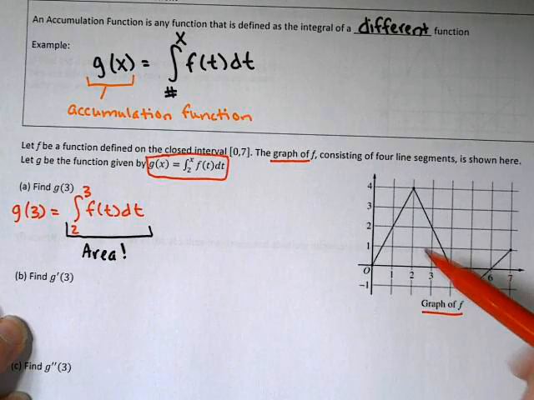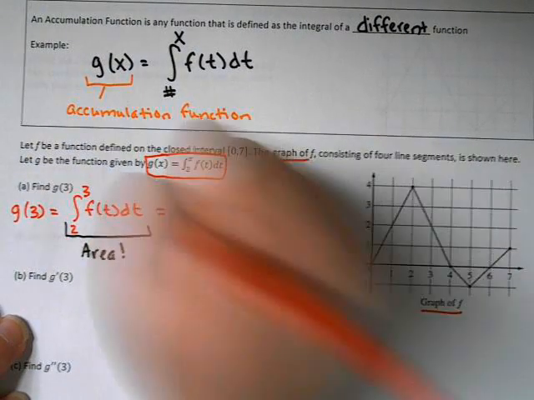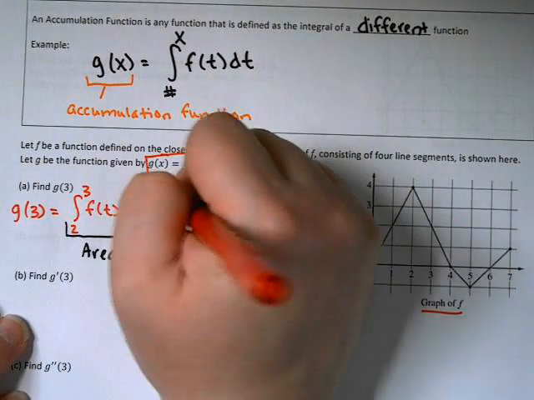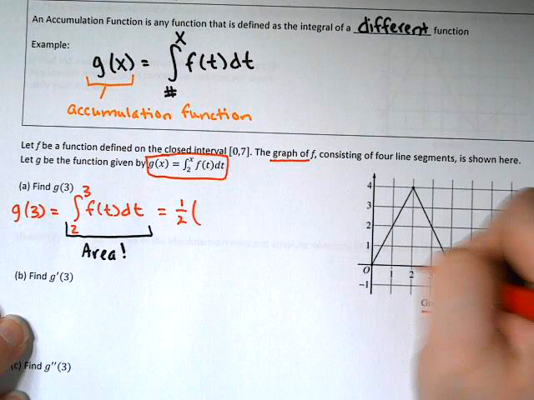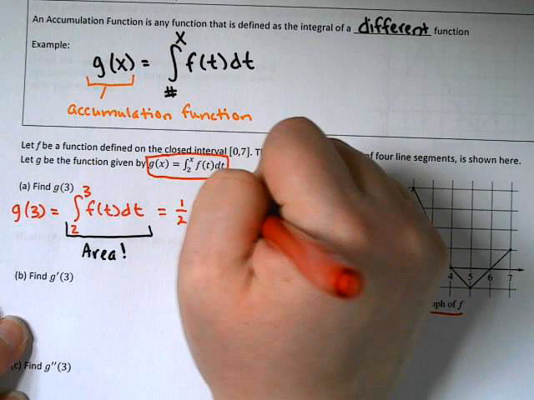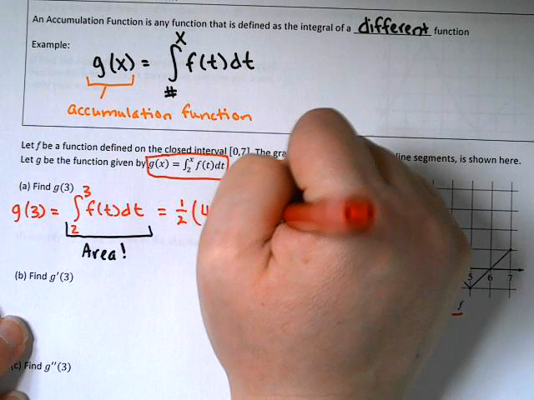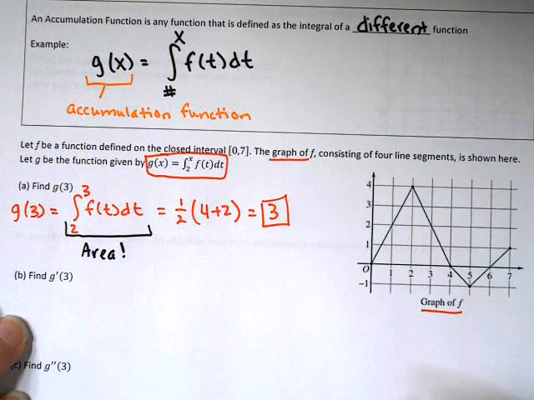So when we look from 2 to 3, we can see that that's a trapezoid. So the height of my trapezoid is 1, so I'm going to have 1/2. The first base is 4, and my second base is 2, so 4 plus 2. So I have half of 6, which is 3. So g of 3 is really just 3.